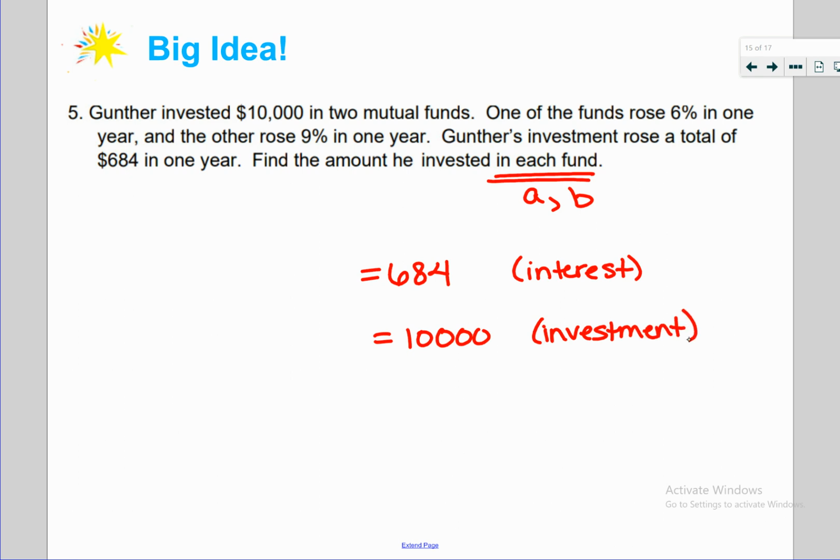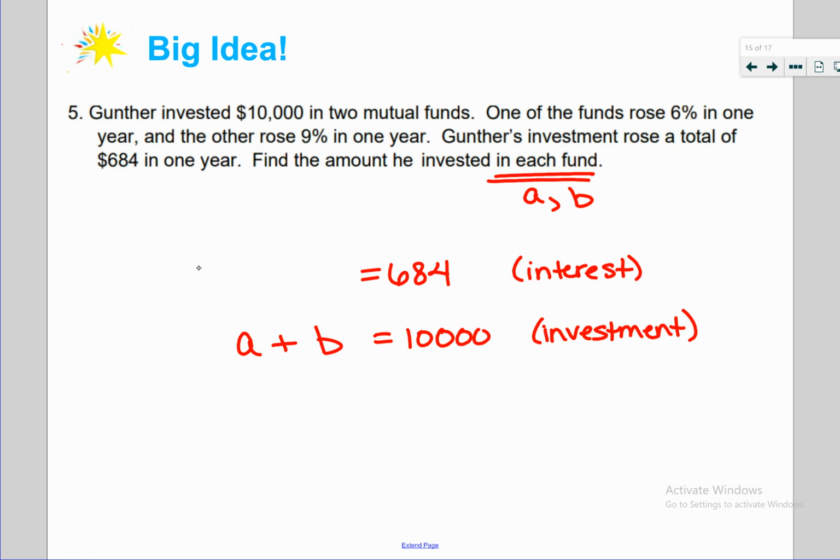Okay. So how much money did we invest? Well, that's what we're solving for. A plus B. We put A in the first account, we put B in the second account, and I invested $10,000 total, or Gunther did. Okay. The interest is where we're going to include our percentages now.